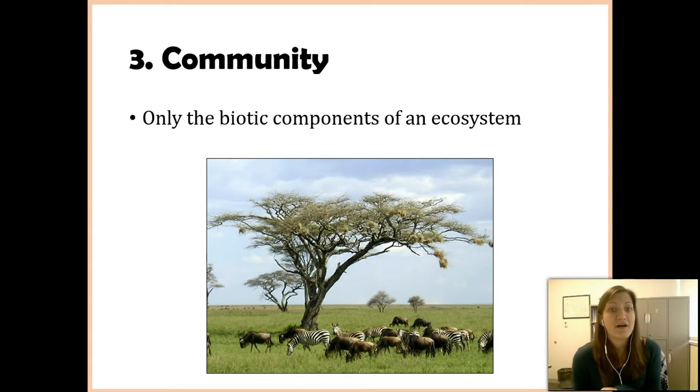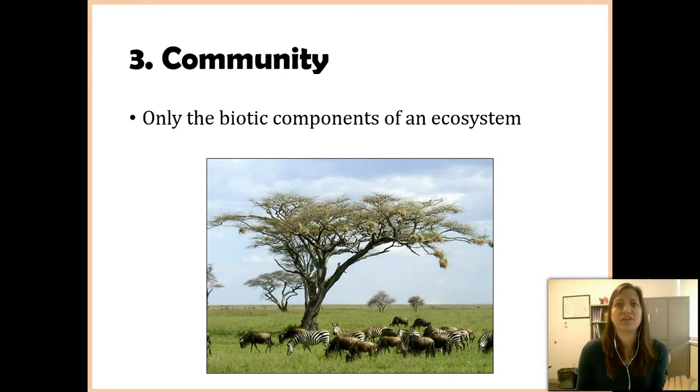The next step down is a community. Now, a community is only the biotic components of an ecosystem. We no longer worry ourselves about the abiotic factors. I wouldn't say we don't care, but we don't measure temperature and sunlight and water. What we're really interested in is the interactions of different species in this ecosystem.